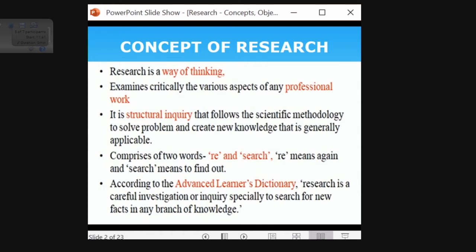According to the Advanced Learner's Dictionary, the definition of research is careful investigation, especially to search for new facts in any branch of knowledge. Careful investigation means they are reviewing the old work to see whether they can find new work based on it. You have to take it slowly, and it requires patience and a careful, systematic investigation for adding new knowledge to the existing body of knowledge, or to find something wholly new. So this is about the concept of research.